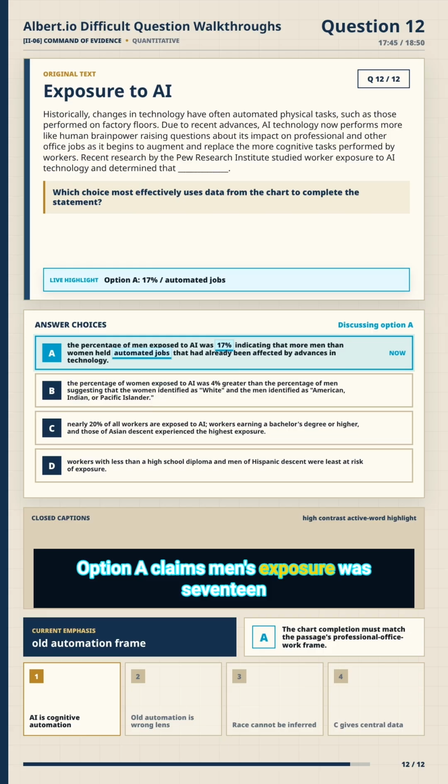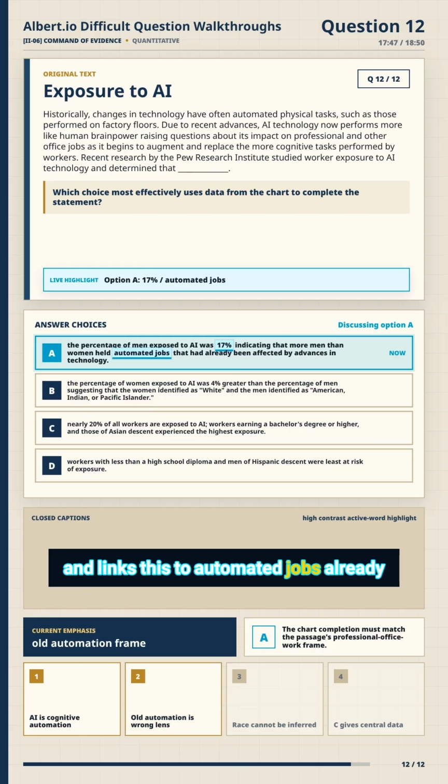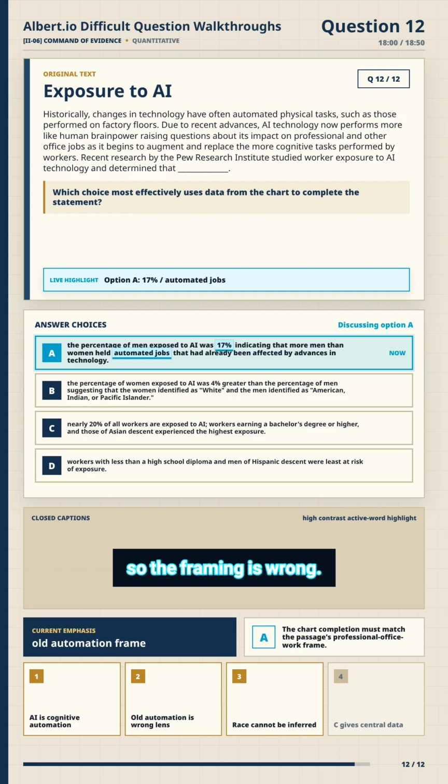Option A claims men's exposure was 17% and links this to automated jobs already affected by past technology. This misreads the passage. The passage specifically distinguishes new AI exposure from prior automation. AI exposure is about white-collar cognitive work, not the older blue-collar automation, so the framing is wrong.